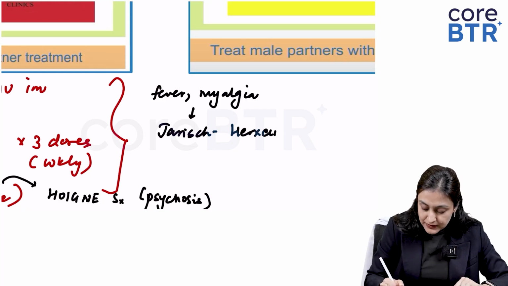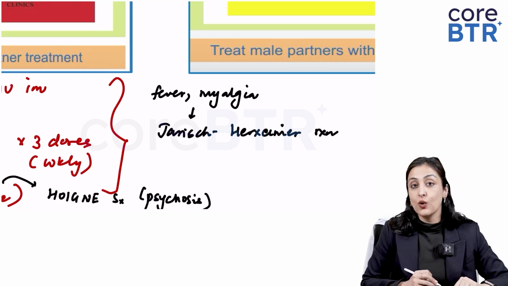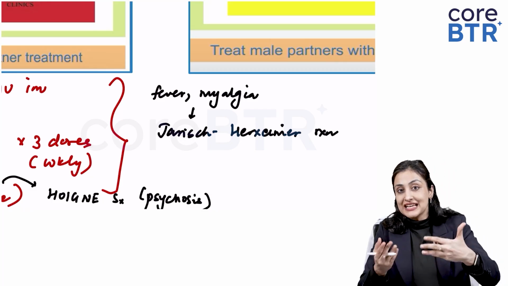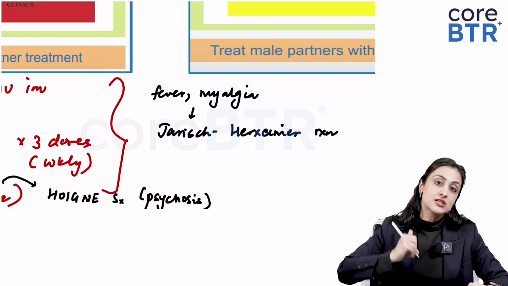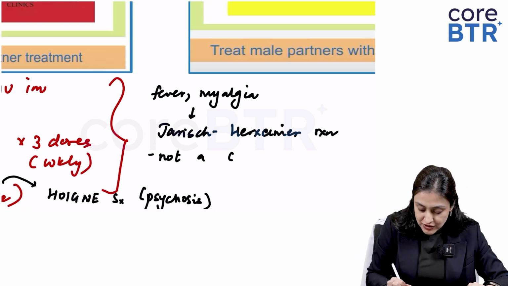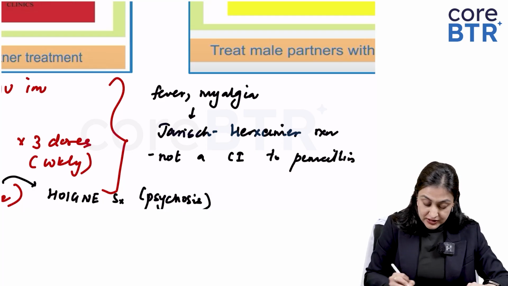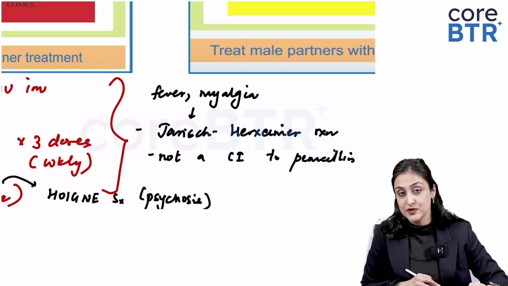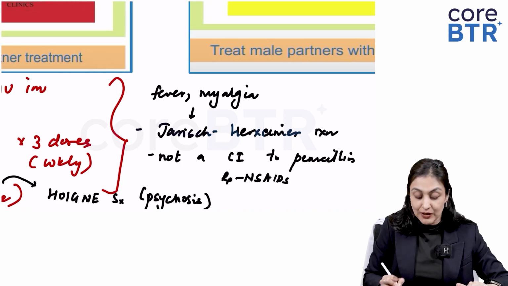Jarisch-Herxheimer reaction. This is basically because of release of cytokines. All of the spirochetes which are getting killed by the penicillin are releasing cytokines, which results in these symptoms. So this is not a contraindication to penicillin, and this is not indicative of hypersensitivity. All you have to do is give some NSAIDs and you are good to go.